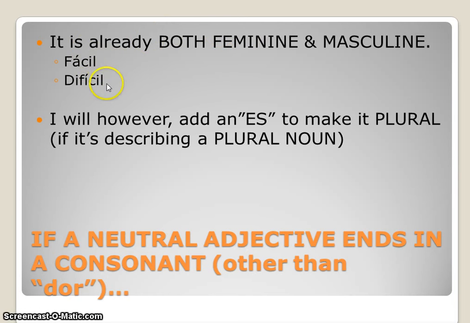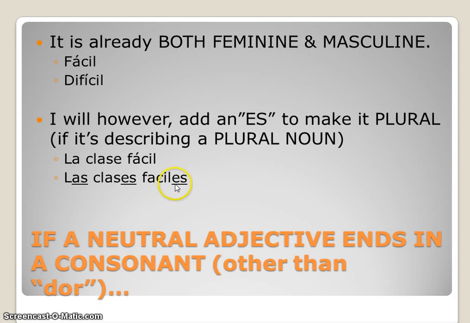All adjectives that end in a consonant other than D-O-R are already both feminine and masculine. That means that I don't have to change the spelling to agree with gender. I do, however, have to add an S to make it plural. So I've got la clase, that's one class, fácil. Notice that it does not change because it's already feminine. But now if I have more than one class, I'm adding an ES. Okay, and I'm adding the E because it ends in a consonant.